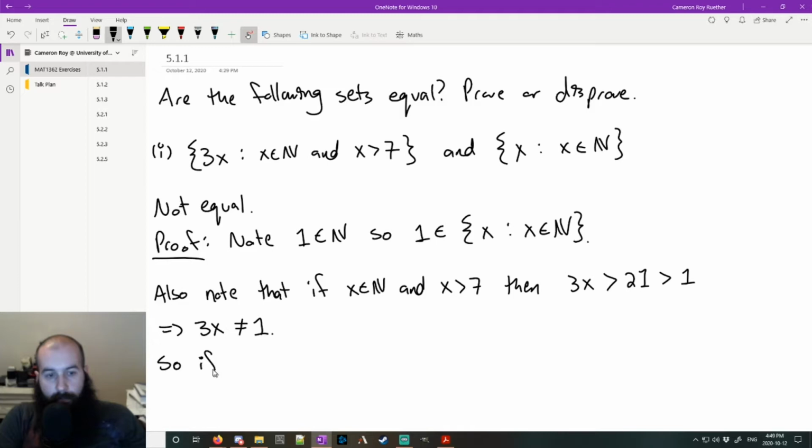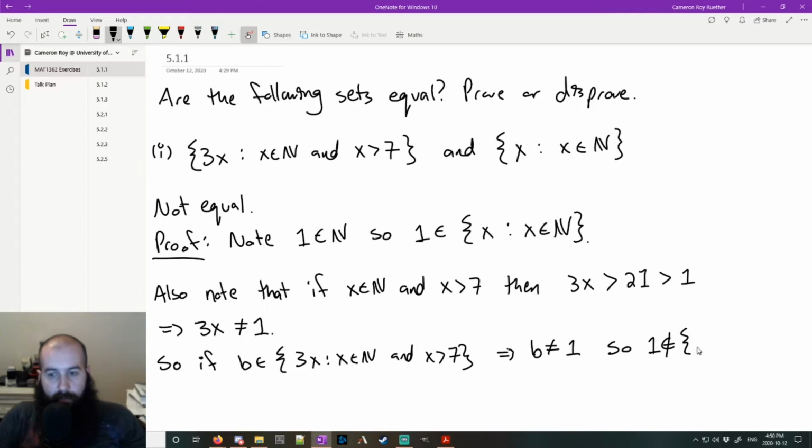So, if B is any element of the first set, this means, by this above discussion, that B is not equal to 1. So 1 is not an element of this set. Therefore, this set contains an element which is not contained in this set, which means that these sets are not equal.